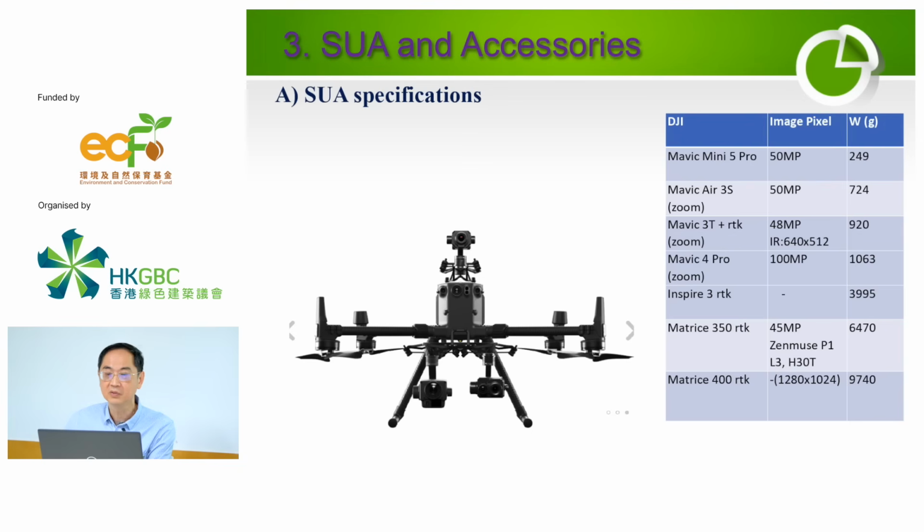And then we will look up to the Air 3S with 50 MP pixels and a weight of more than 700 grams, and then the Mavic 3T thermal with RTK. RTK is the georeference, so all of our metadata will have another set of georeference geocoordinates.